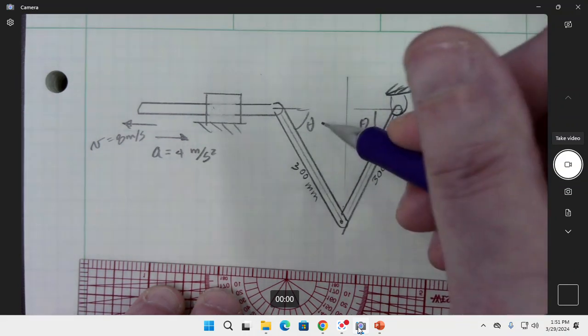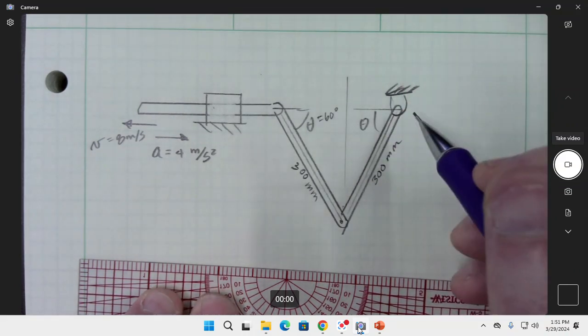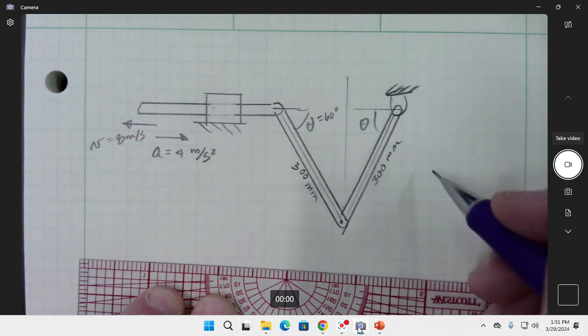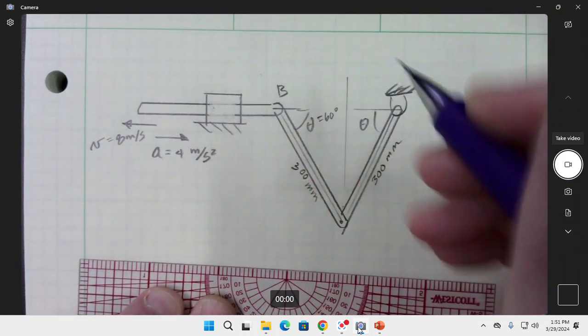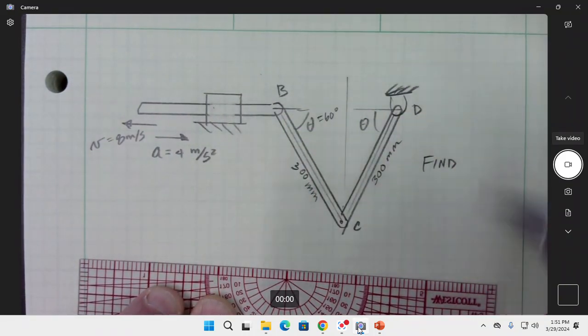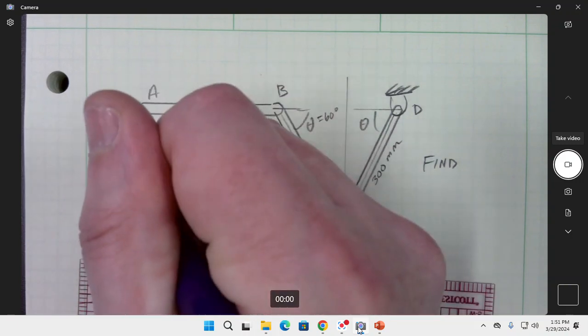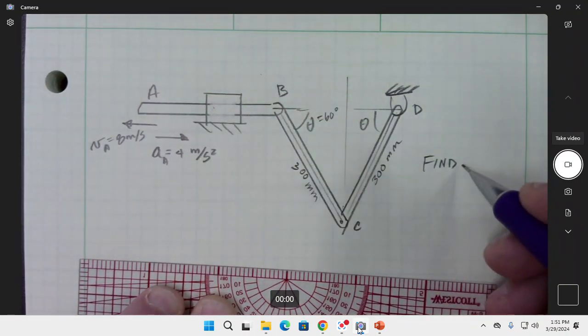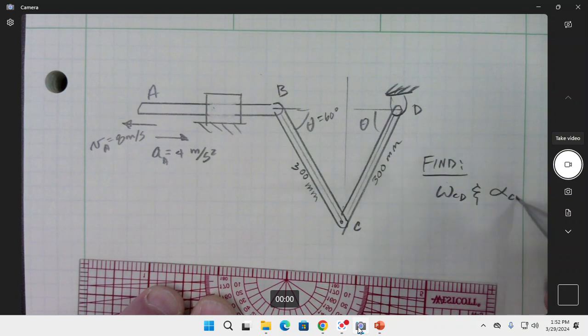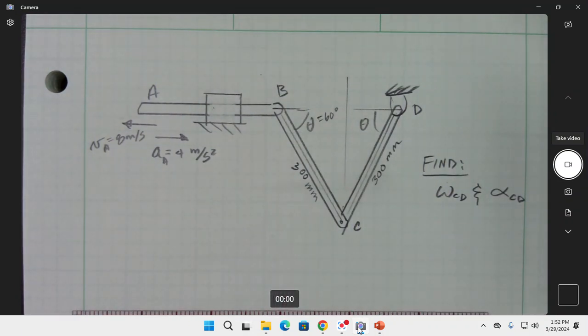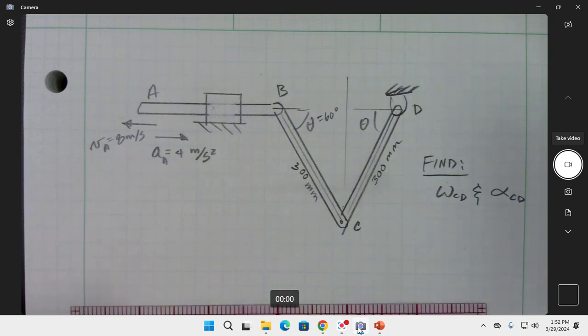I think we're all set, and this is supposed to be 60 degrees, and we're trying to find the angular... So let's see, I didn't label these things. B, C, and D is A. And find omega CD and alpha CD. Anything I miss? They did put an X right in there, but you don't need that. Okay. All right.